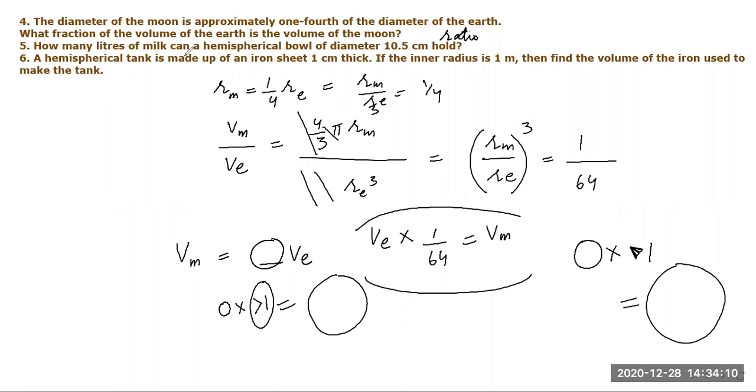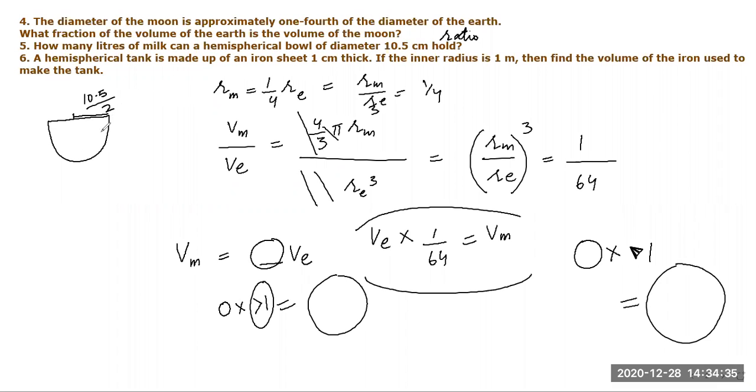Right. Now students, we have this question: how many liters of milk can a hemispherical bowl of diameter 10.5 centimeter hold? So this is the hemispherical bowl. The diameter is 10.5 centimeter, so the radius will be 10.5 centimeter divided by 2. This is the radius of the hemispherical bowl.